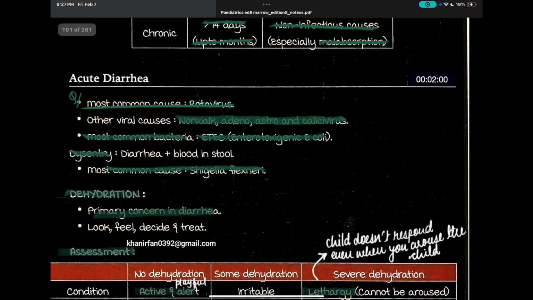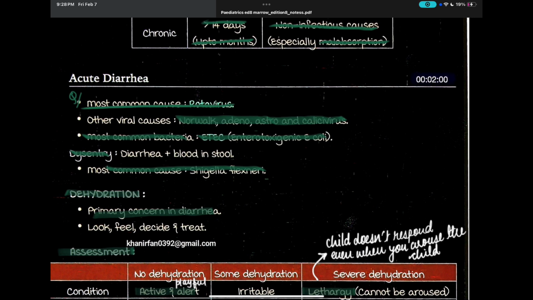Acute diarrhea. Most common cause is rotavirus. We also give vaccines for rotavirus. It's oral drops at 2 and 4 months, can be repeated at 6 months as well. Other viral causes are Norovirus, adeno, astro, and calicivirus.